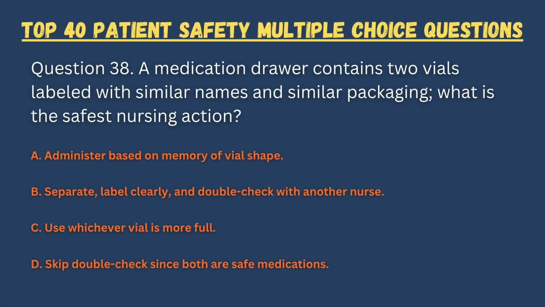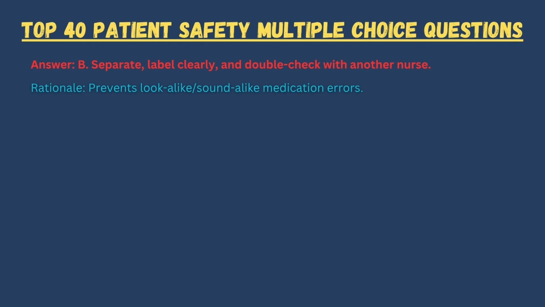Question 38. A medication drawer contains 2 vials labeled with similar names and similar packaging. What is the safest nursing action? A. Administer based on memory of vial shape. B. Separate, label clearly, and double-check with another nurse. C. Use whichever vial is more full. D. Skip double-check, since both are safe medications. Answer. B. Separate, label clearly, and double-check with another nurse.